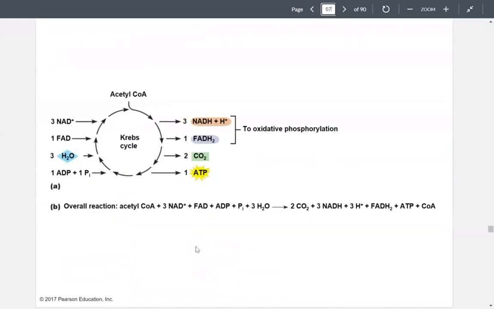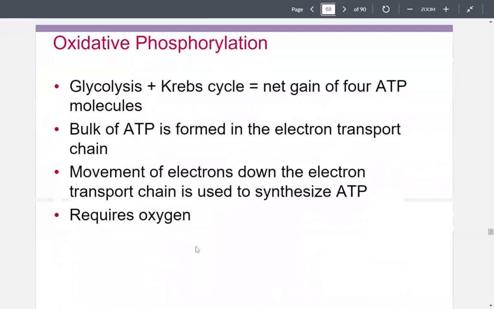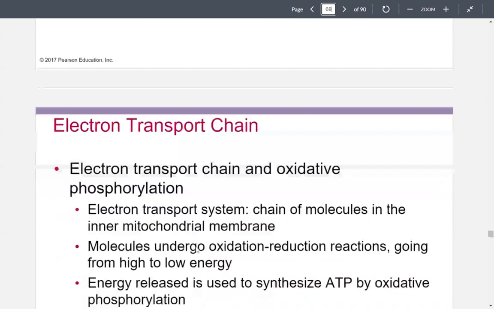All right. From here, we're going to go to oxidative phosphorylation. This is going to bring us to our electron transport chain, which is where the vast majority of our ATP is going to be created. Again, this is going to take place within the mitochondria, and this is the step that absolutely requires the presence of oxygen. The electron transport chain is called such because electrons move down a chain that is used to synthesize ATP.